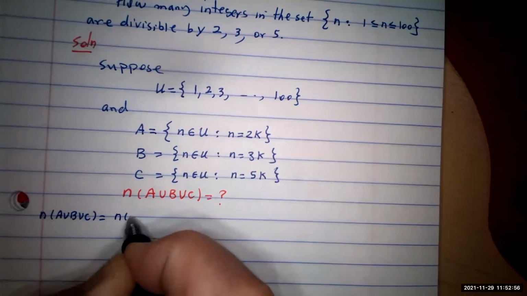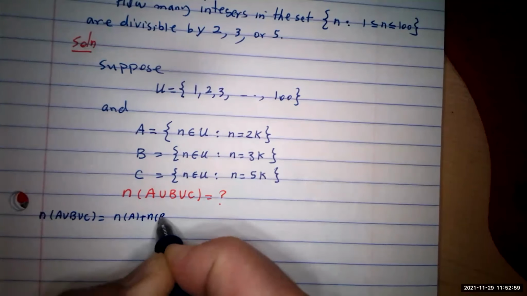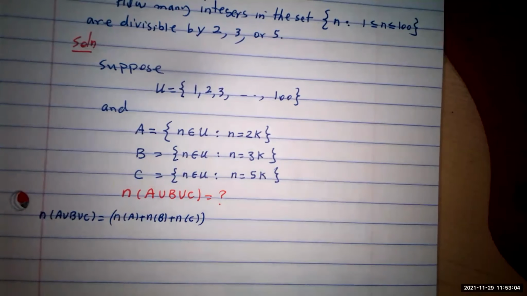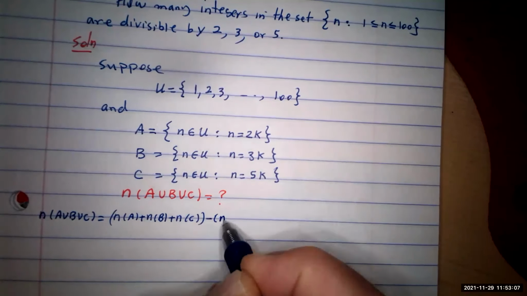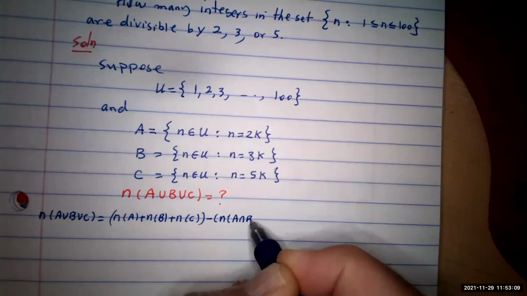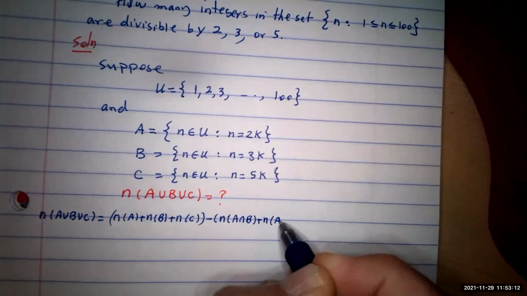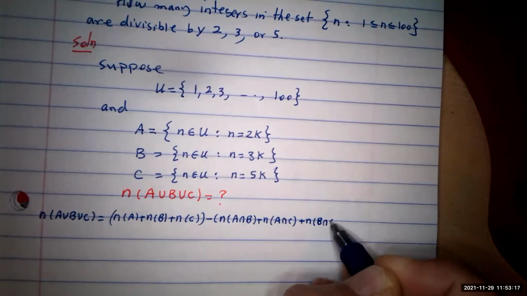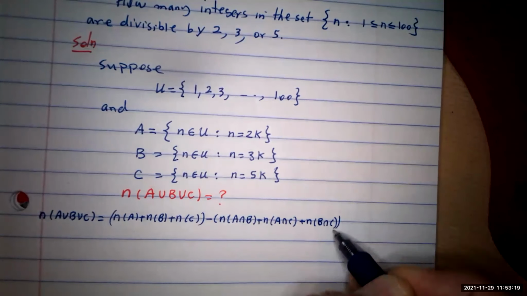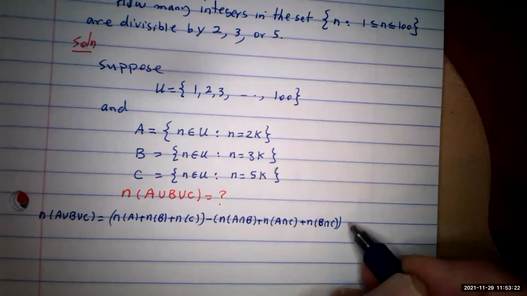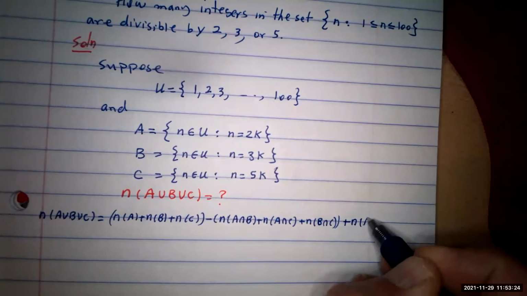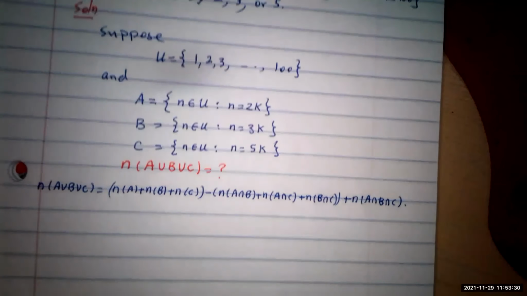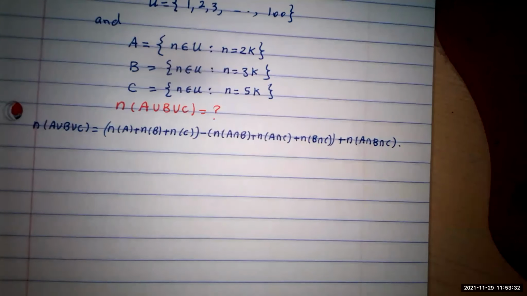So we have to include N(A), N(B), and N(C), all the members in each set. Then we have to exclude the intersections: A intersect B, A intersect C, and B intersect C. And then we have to include the intersection N of A intersect B intersect C. You have to find these numbers, bring them up here, substitute, get the result, and be done.